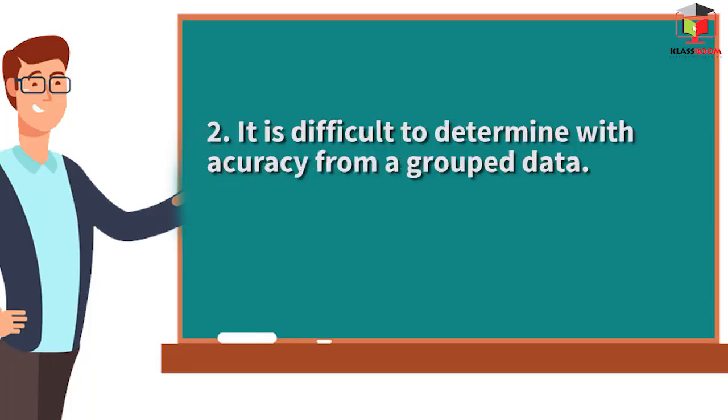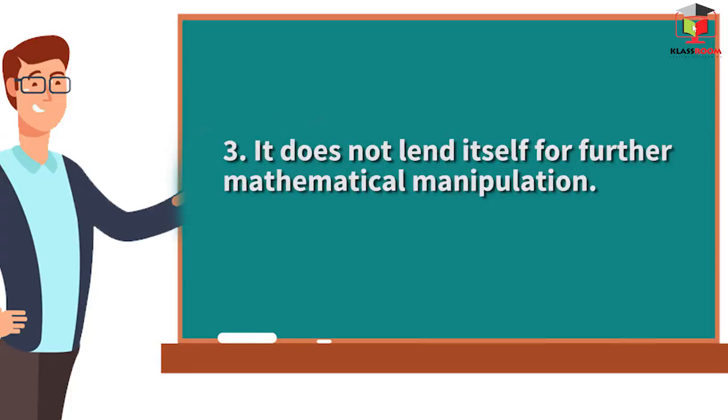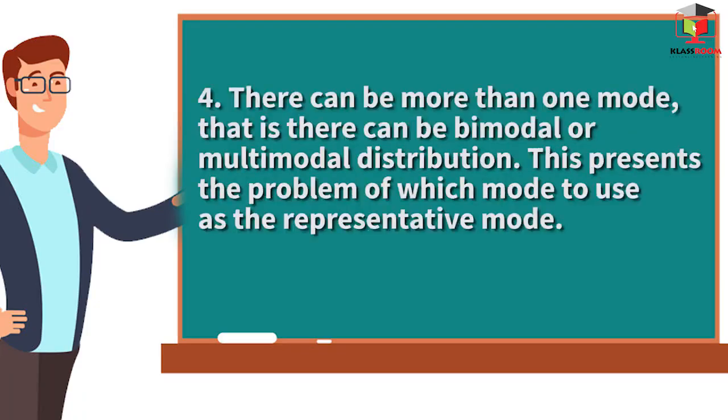2. It is difficult to determine with accuracy from a group data. 3. It does not lend itself to further mathematical manipulation. And 4. There can be more than one mode. That is, there can be bimodal or multimodal distribution. This presents a problem of which mode to use as a representative mode.